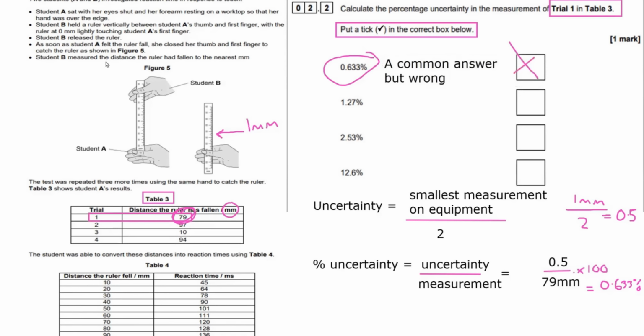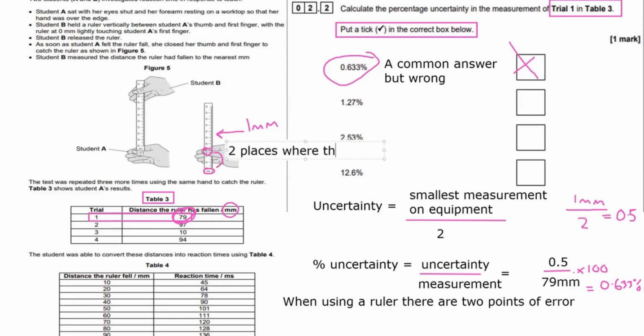What we're going to see now is that we were actually using a ruler. It's different if we were weighing mass on a balance, where there's only one measurement involved. But when you're measuring the distance on a ruler, there are two points of error. You've got the point at 79 millimeters, and then you've got the 0 millimeters. So there are two places where we can get uncertainty: uncertainty at 0 and uncertainty at 79. Therefore, we have to double the amount of uncertainty when using a ruler.